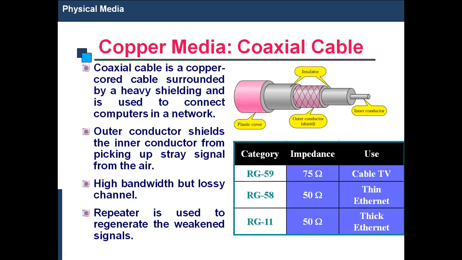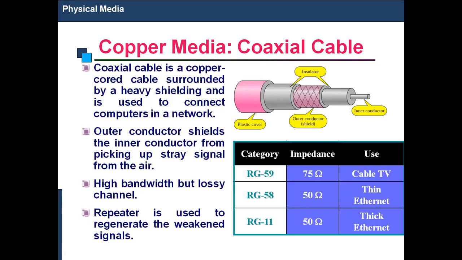See, the first one is copper medium. Under this copper medium, the first example to discuss is coaxial cable. Here it shows the coaxial cable. The center one is the inner conductor. This is the actual copper cable. The next layer is the insulator. The next layer is the outer conductor with shield. Next is again an insulator, and then the plastic cover. These 1, 2, 3, 4, 5 layers are available in a coaxial cable.